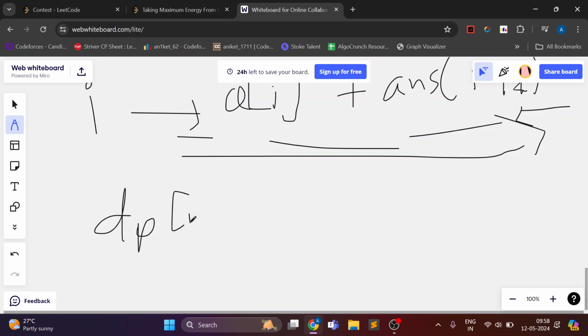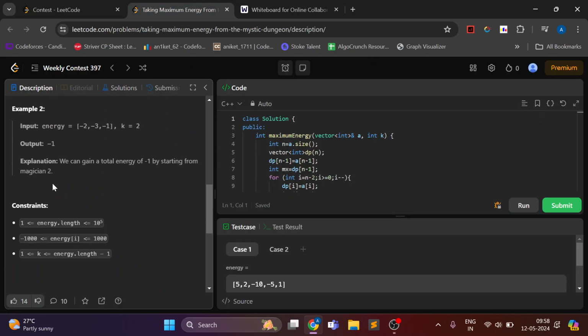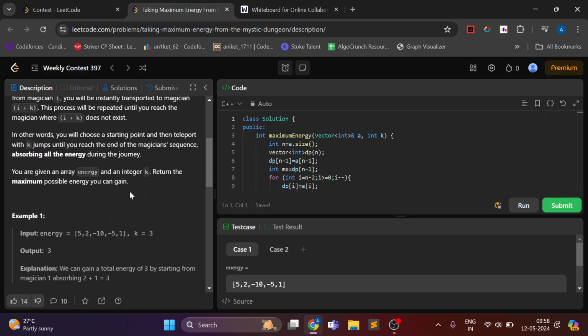So if I am at position I, dp of I would be a of I plus dp of I plus k, and this is a pretty standard skipping step type of DP problem. You must have seen it if you have practiced some standard problems in DP.